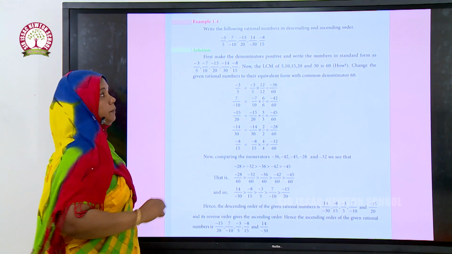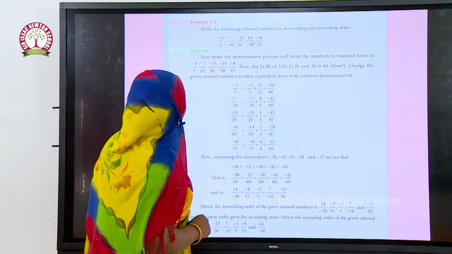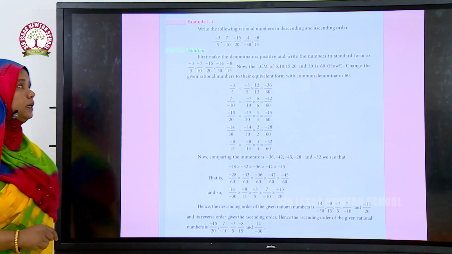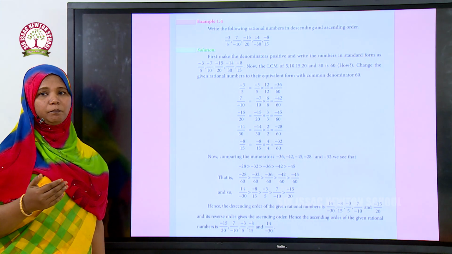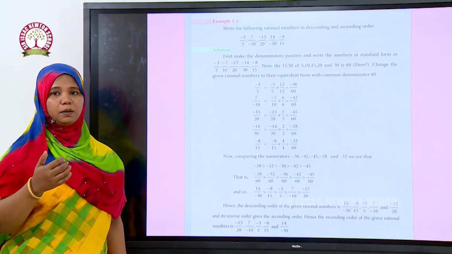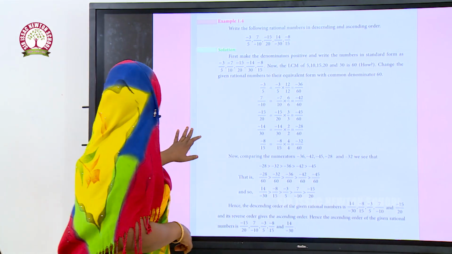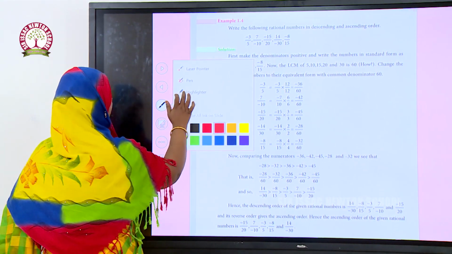Look at the next problem. Write the following rational numbers in descending and ascending order. What is ascending order? We are arranging the numbers from smaller to bigger. And descending is from bigger number to smaller number.